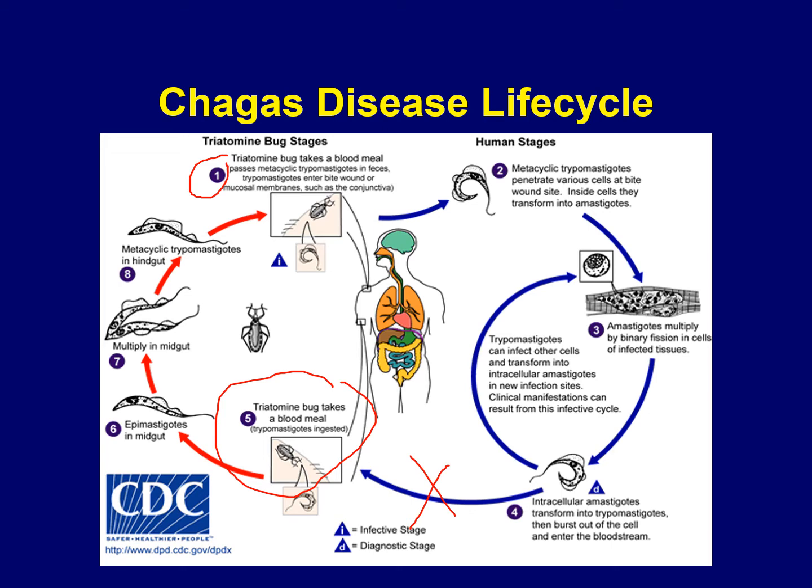However, there are certainly other areas to think about. So you may think about the triatomine bug itself. How do we prevent this situation from occurring where it is coming out at night and taking blood meals off of people? So how do we get rid of this bug? That's another way to potentially break this life cycle.